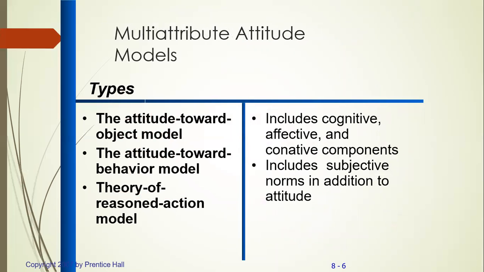Now coming to the next, the theory of reasoned action model. It includes cognitive, affective, and conative components, which we have already studied in the tri-component model. All three things come with that: the belief he has, the value he has, the process by which he decides and on what basis he decides, and the emotion with which he takes it. It includes subjective norms in addition to the attitude of the consumer.